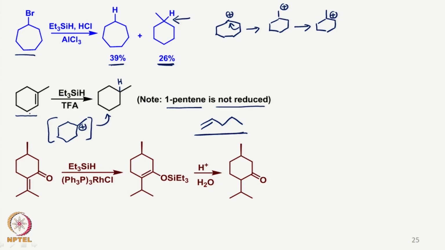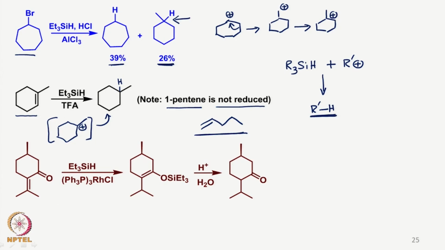So what I want to say here is that molecules which easily form a cation can easily give the reduced product, and one can get the corresponding deoxygenated product. If it is from an alcohol or if it is from a halide, then obviously it is also a replacement of the carbon-halogen bond with a carbon-hydrogen bond.